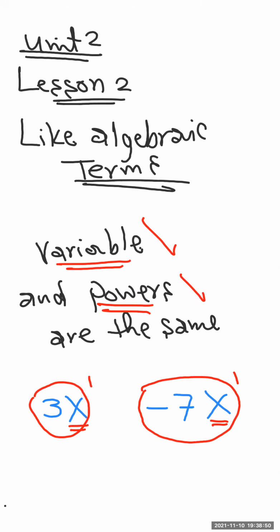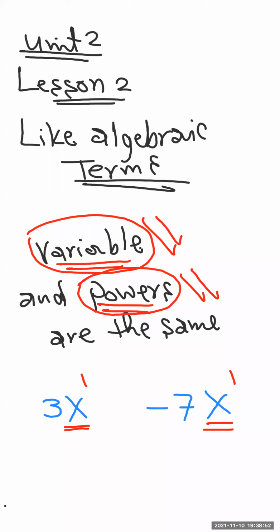Okay, so here, as we said, terms like 3x and negative 7x are like, of course, because as we said before, the two variables are the same, x and x, and the two powers are the same. One more example like that, 2y and negative 3y, also they are the same, because the variable here is y. Okay, and also the power here is 1 and here is 1, so these two terms are like.